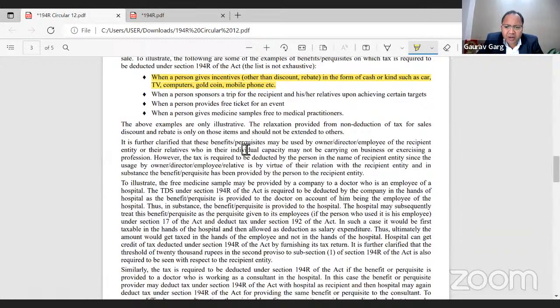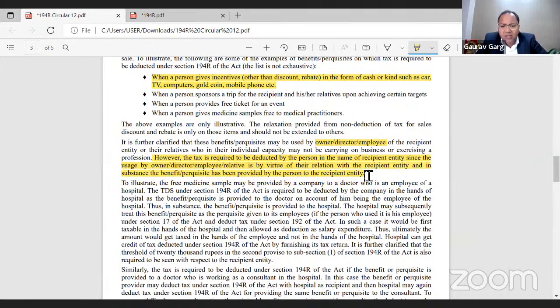It is further clarified that these benefit or perquisite may be used by the owner, director, employee of the recipient entity or their relatives who in their individual capacity may not be carrying on business or exercise of profession. However, the tax is required to be deducted by the person in the name of the recipient entity since the usage by the owner, director, employee, relative is by virtue of their relation with the recipient entity. And in substance, the benefit or perquisite has been provided by the person to the recipient entity. So in substance, we need to see. If I'm giving to the employee of my distributor, let's say, then this para suggests that in substance, you are giving to the distributor and not to the employee. The employee may have done well, but the agreement, the privity of contract, or in substance, it is the benefit which you are giving. It needs to be seen from the distributor's perspective, and you will take the PAN of the distributor and then you will create TDS in the name of the distributor.